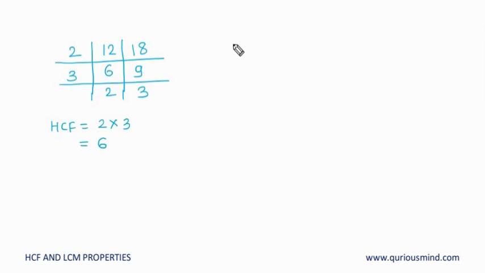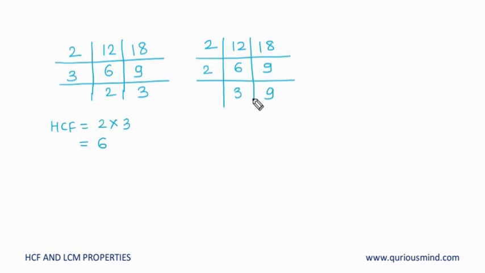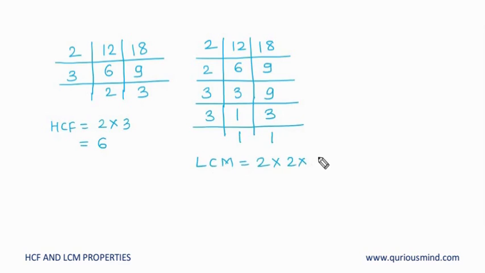Now let's find LCM. Start with 2, 2 6s are 12, 2 9s are 18. 2 is still a factor of 6, so 2 3s are 6, 9 comes down as it is. No more even numbers, so we'll go to 3. Yes, 3 is a factor, so 3 2s are 6, 3 3s are 9. 3 is still a factor, 3 1s are 3, 3 3s are 9. And therefore LCM is equal to 2 into 2 into 3 into 3, and that is equal to 36.